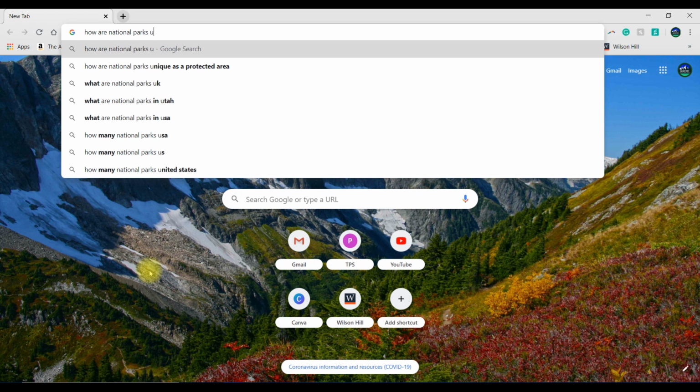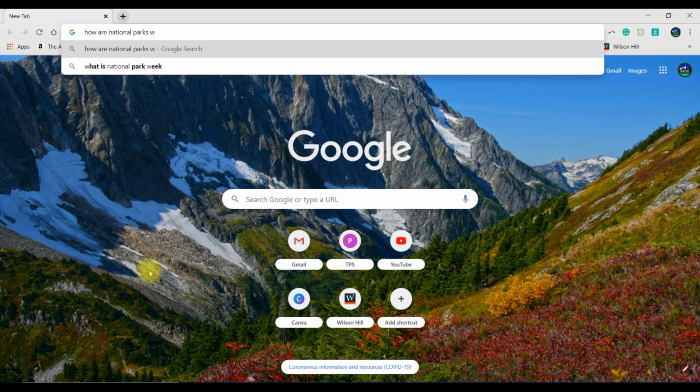U. How are national parks unique as a protected area? That is very interesting. National parks are actually originally unique to the United States when Yellowstone was created as the first national park, and they are unique because they are owned and run by the people. They are public lands.